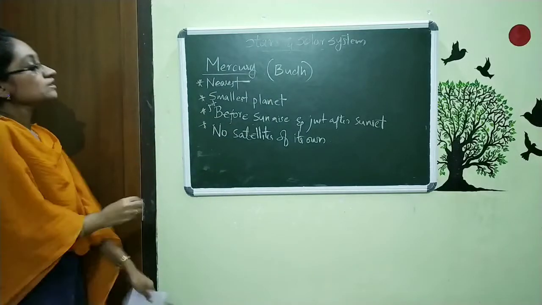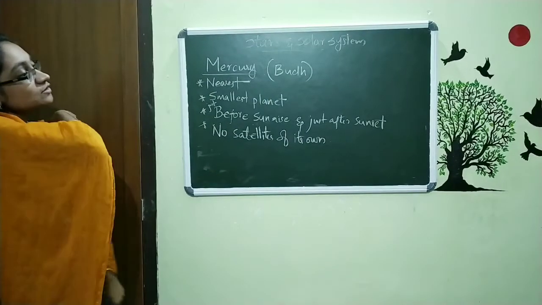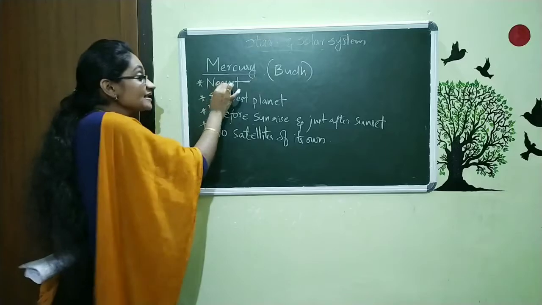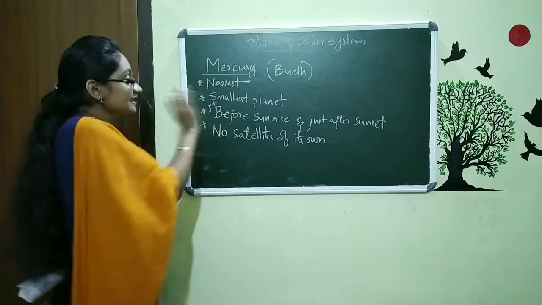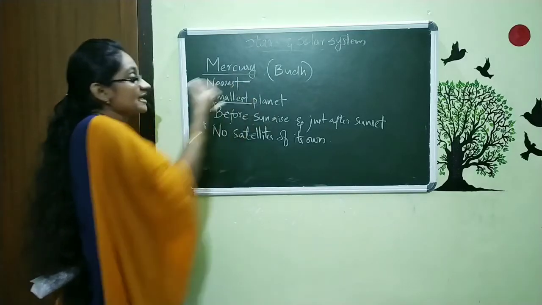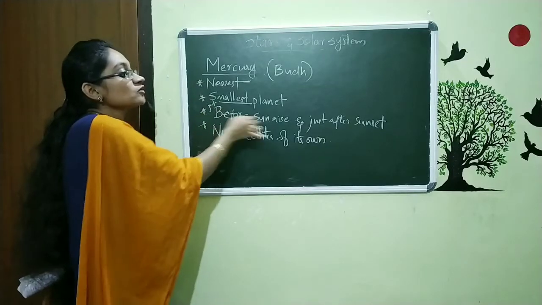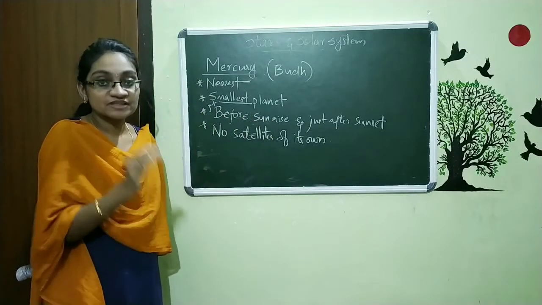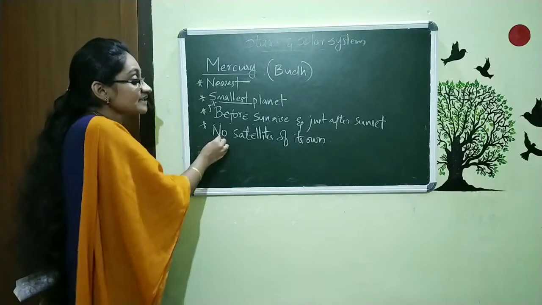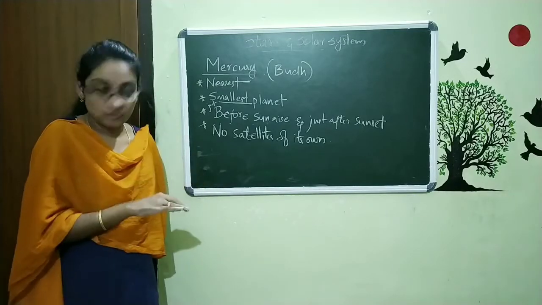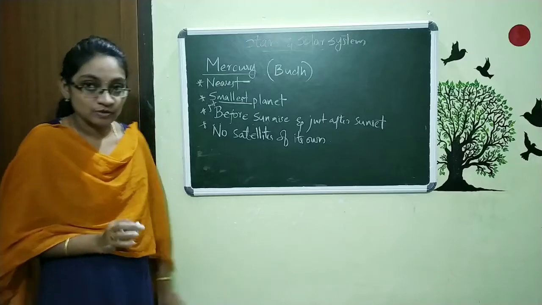Buddha, that is the Buddh. So this Mercury is also called Buddh. It is the nearest planet to the sun. The next is, it is the smallest planet, and we can see this just before the sunrise and just after sunset. And also it is having no satellites of its own. These are the points about the Mercury.